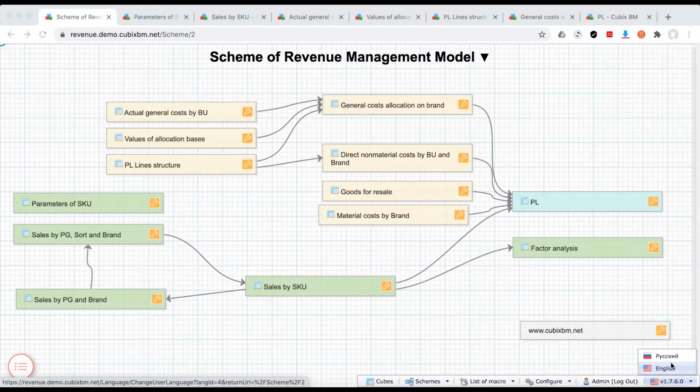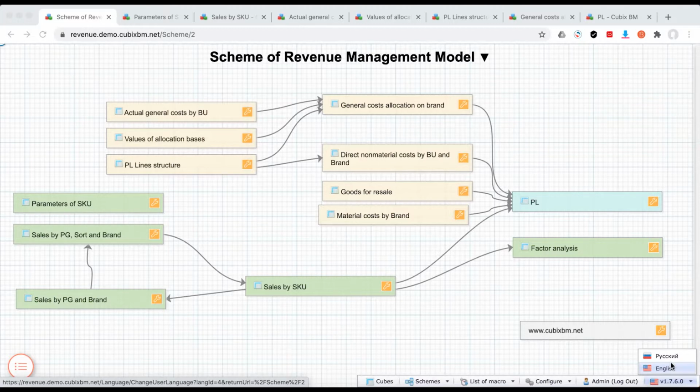KPI calculation is also required, and we have to take into consideration the corporate manager's product analysis, both at the level of the company as a whole and at the level of each business unit. At the end, we have to generate a profit and loss statement and calculate some indicators for factor analysis of our revenue. Here is the scheme of our model.